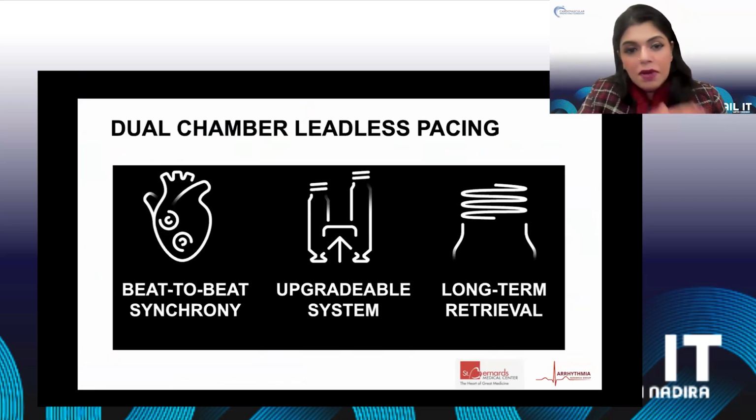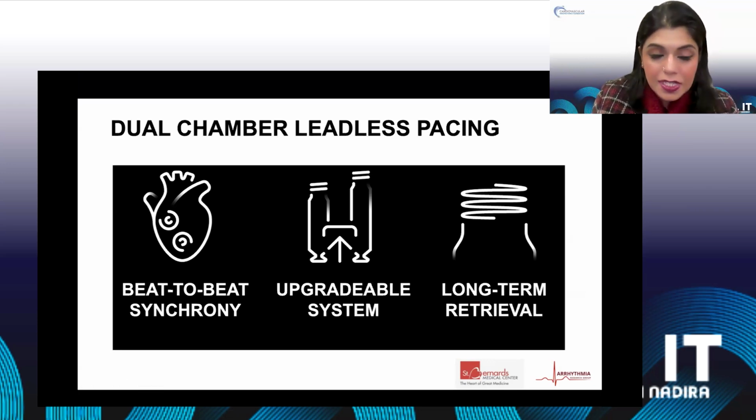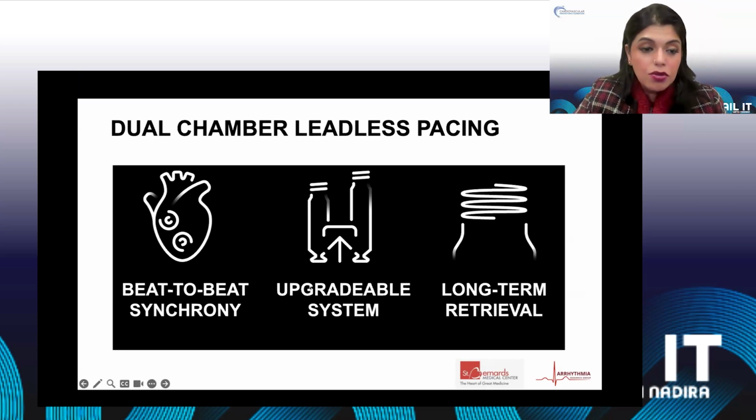What's the difference between the Micra and the Aveir system is that because it's a dual chamber system, you have the capability of doing beat-to-beat synchrony between the two devices. So the atrial system can pace as well. So you have the capability of not only putting it in patients who have normal sinus node function, but also abnormal sinus node function. You can upgrade the system so you can actually put a single chamber and make it dual later on. And it has the capability of retrieval.